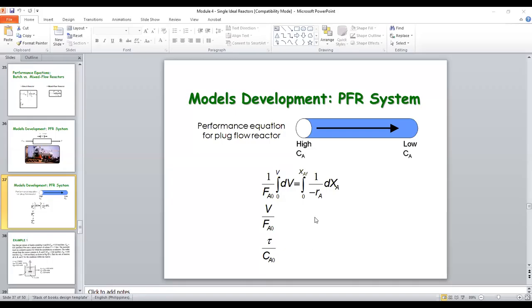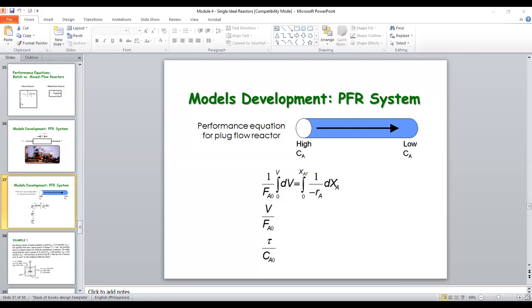Batch plug flow. Where's the plug flow? I'll show you the plug flow reactor performance equation. Here. Share. See this?